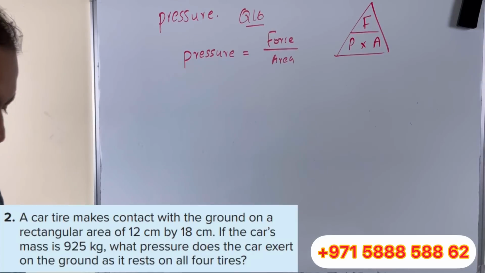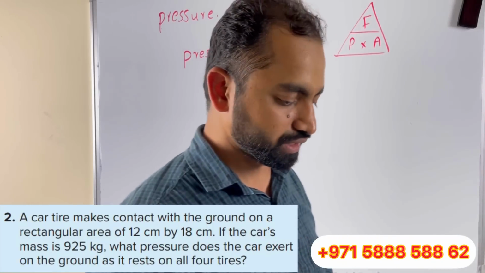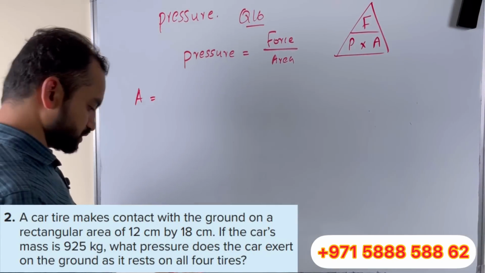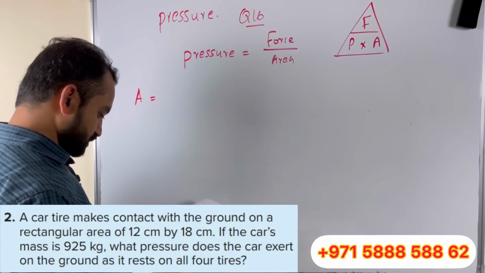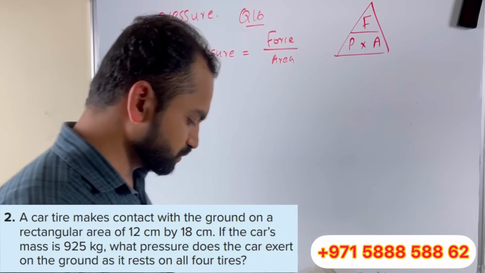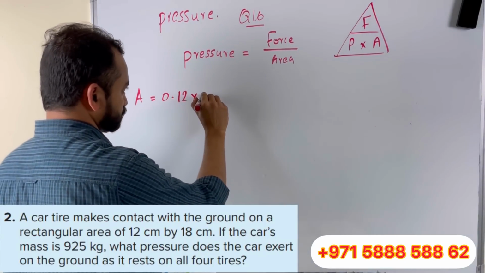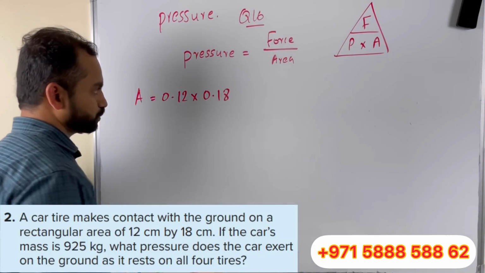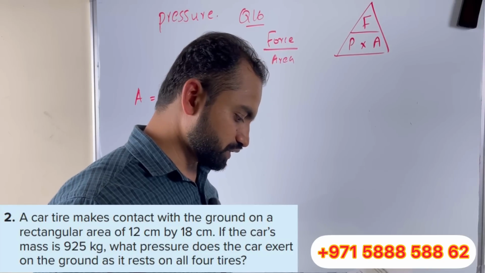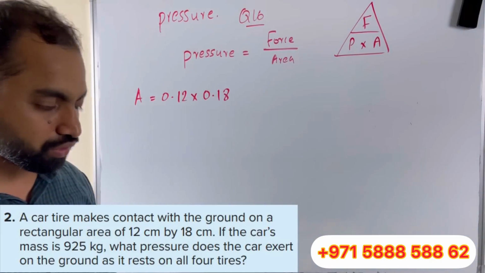Another question: a car tire makes contact with the ground on a rectangular area of 12 centimeter by 18 centimeter. So the area of the car tire is how much? The area is 12 centimeter by 18 centimeter, so we will convert that into meter. It will be 0.12 multiplied by 0.18 meter squared. If the car's mass is 625 kilogram, what pressure does the car exert on the ground as it rests on all 4 tires?